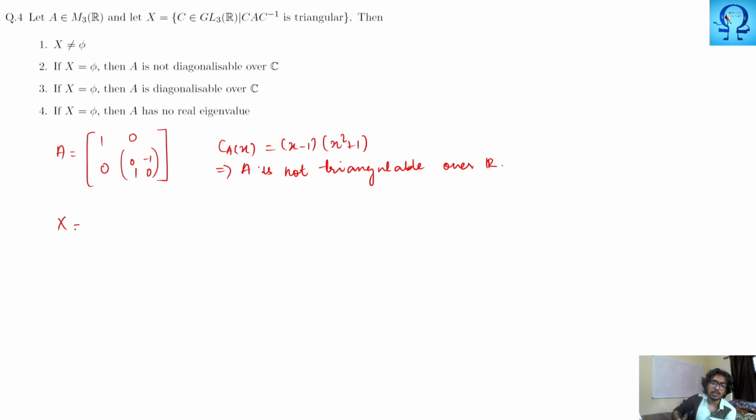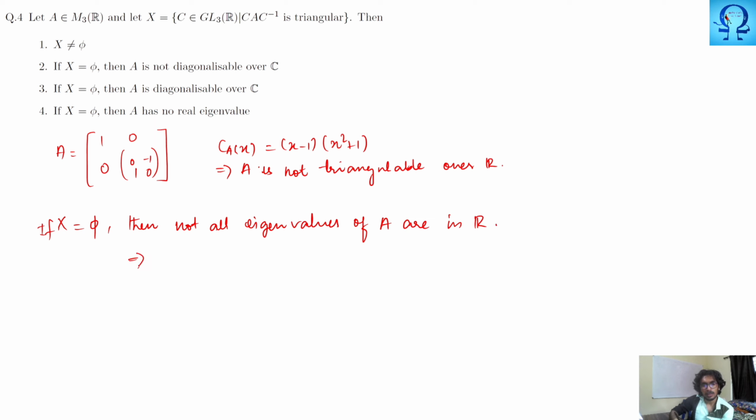When we choose our X to be an empty set, which means what? Some of the eigenvalues are present in C. So if this is the case, then not all eigenvalues of A are in R, but in C. So over C we can very well diagonalize this one.